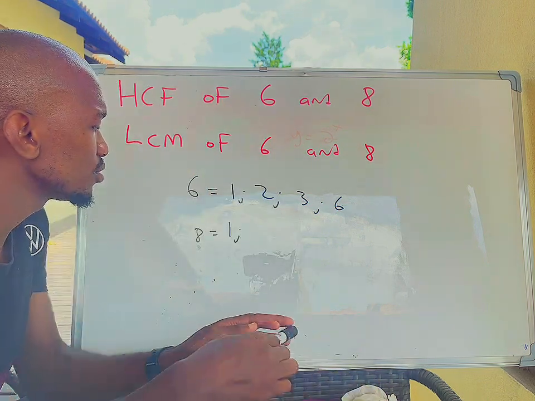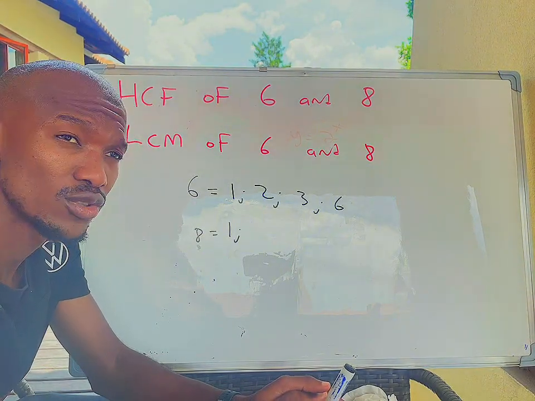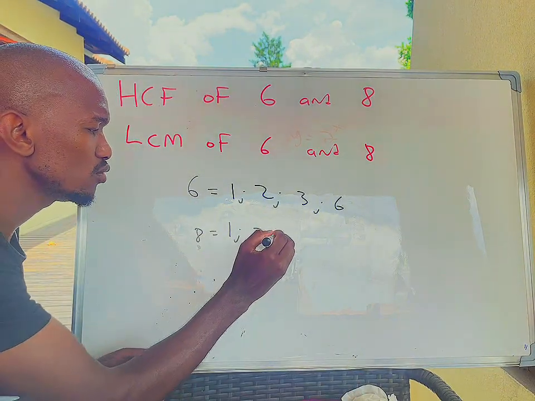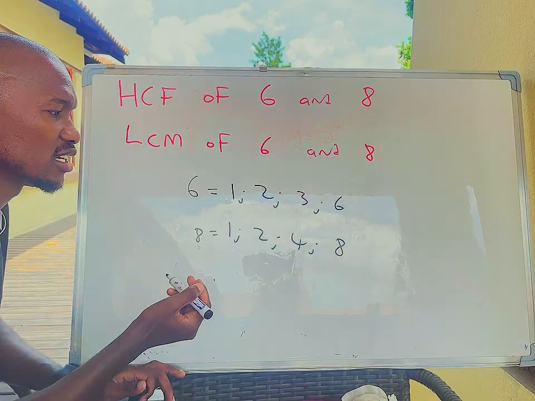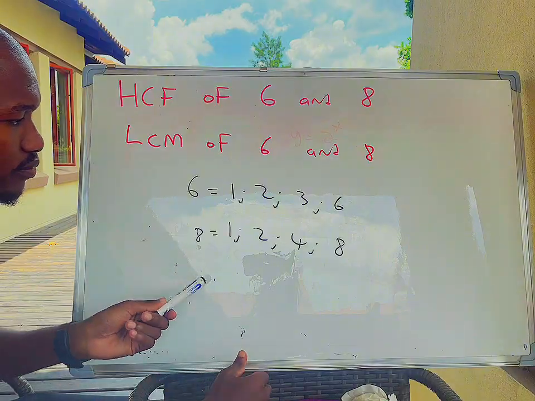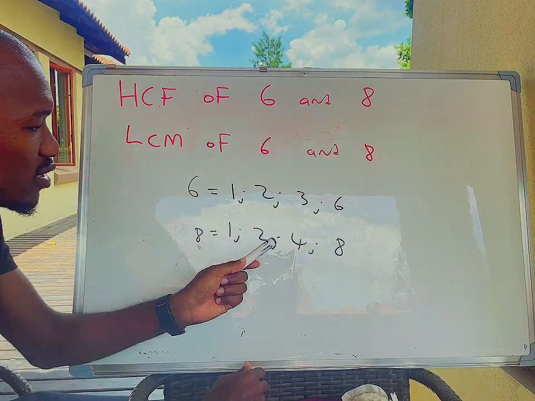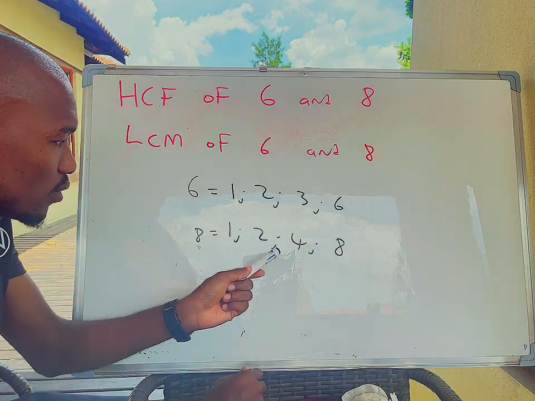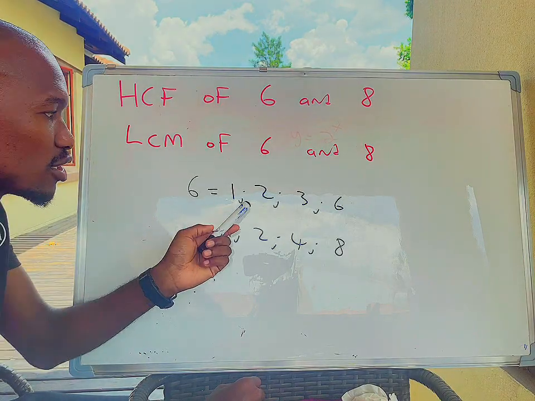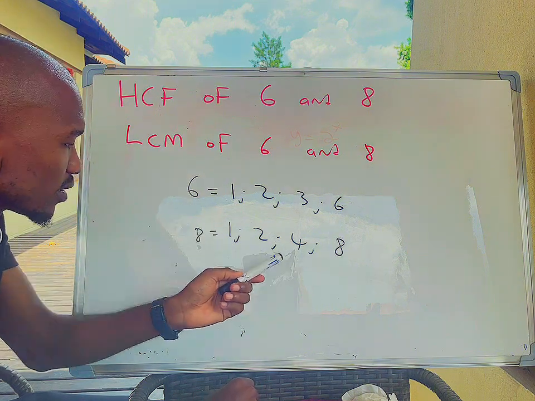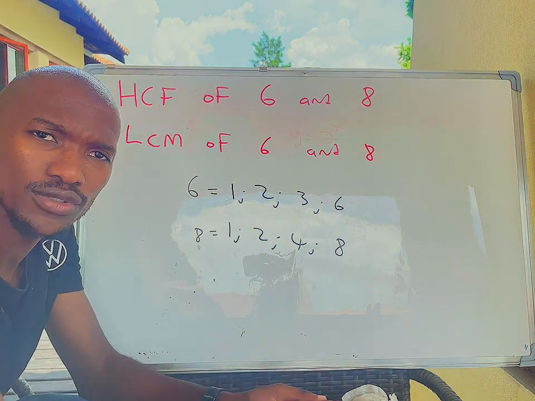All right, now let's continue. 2 times 2 is basically 4. But we know that 2 times 4 is going to give us 8. So 2 and 4, 2 times 4 gives us 8. 1 times 8 will also give us 8. So if you check, you can see that 1 times 8 is 8, 2 times 4 is 8, 1 times 6 is 6, 2 times 3 is 6. So all these are the factors of 6. All these are the factors of what? 8.